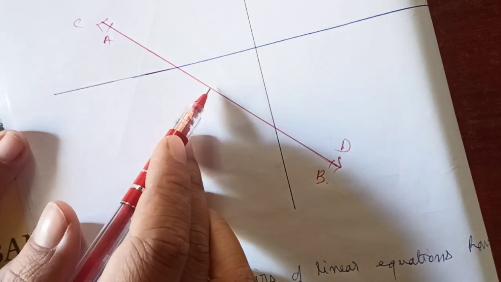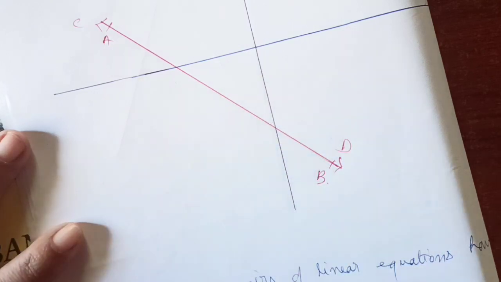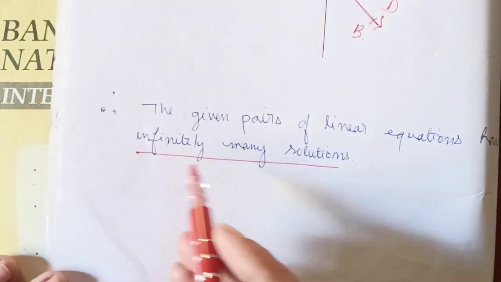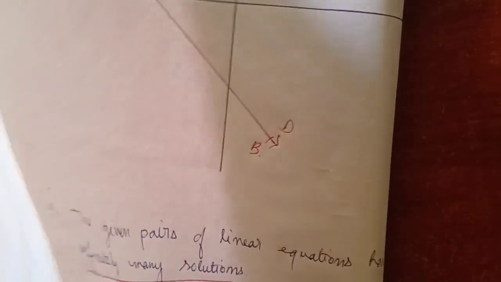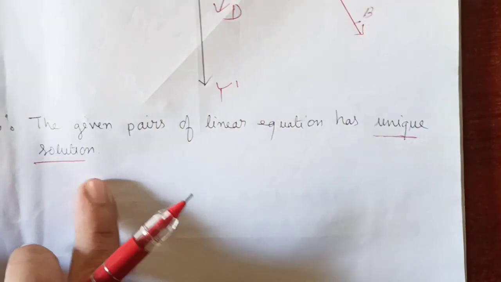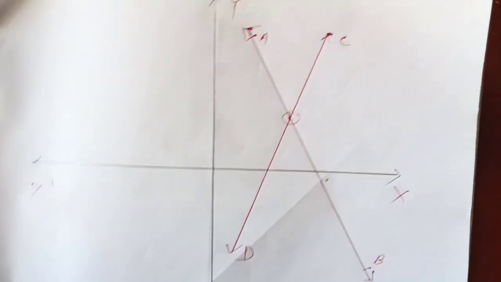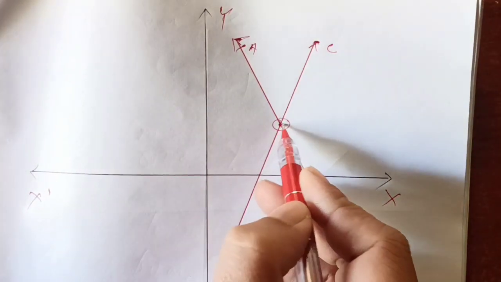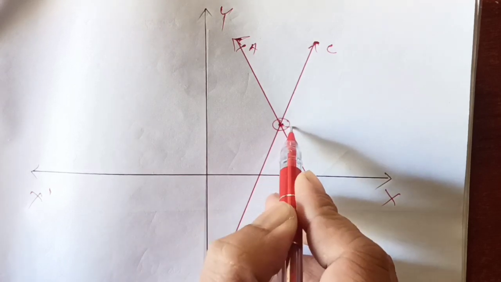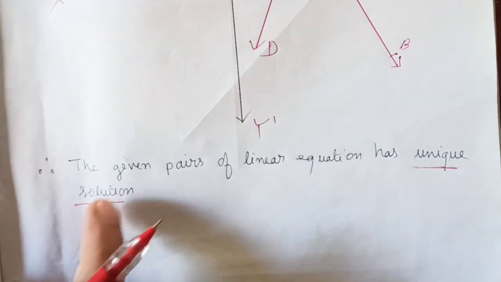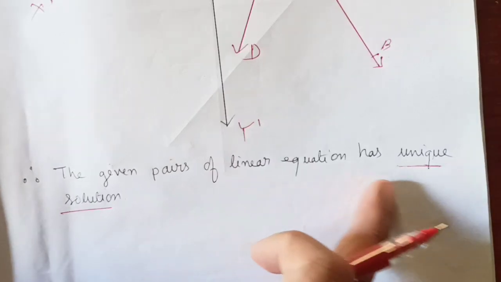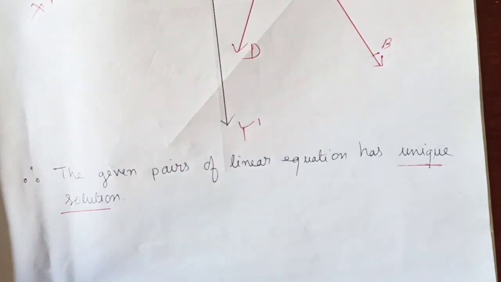Here AB also, this is the same line, CD also, this is the same line. So when two lines coincide with one another, only at that time we are going to say that there are infinitely many solutions. That is the first type of graph. Then when should we say unique solution? We should say unique solution only when these two lines intersect at one point, this point. Only at that time should we say the given pair of linear equations has a unique solution.